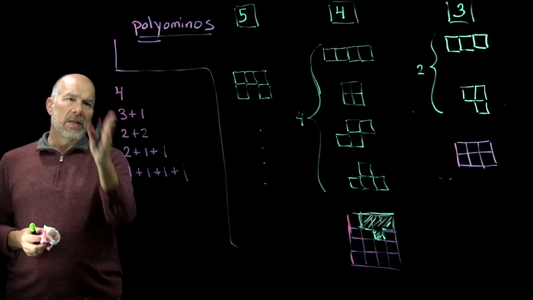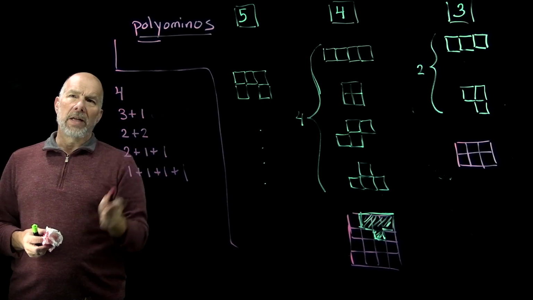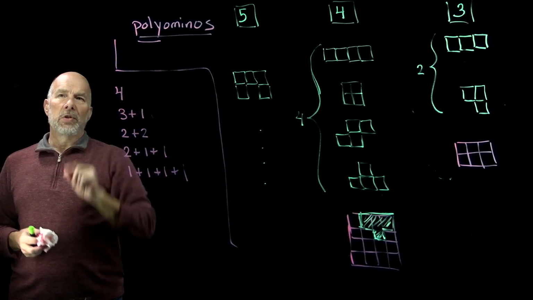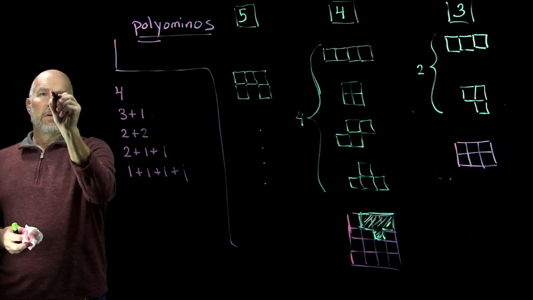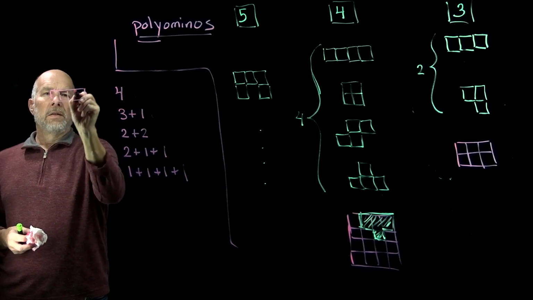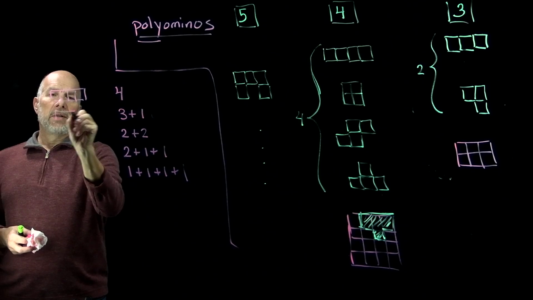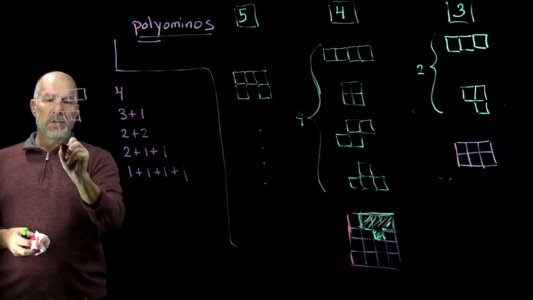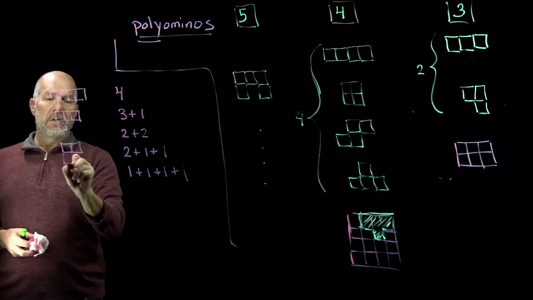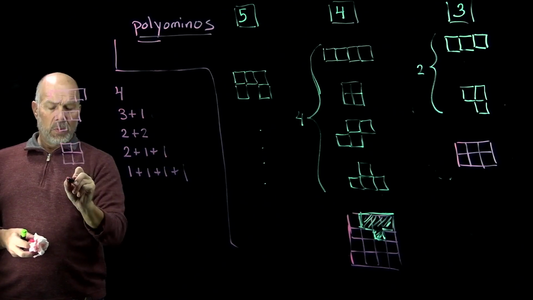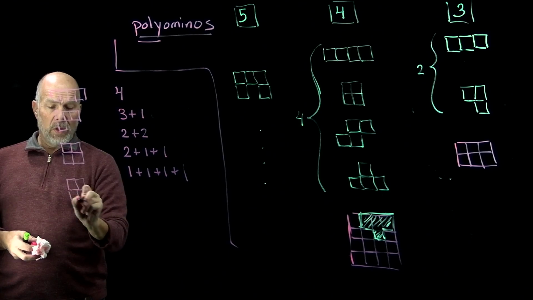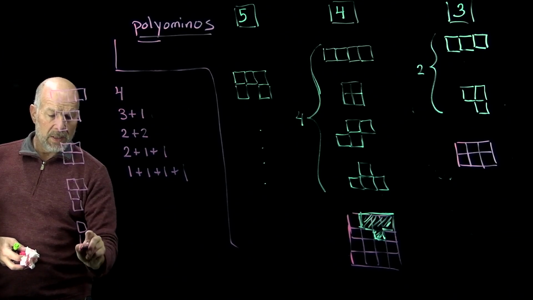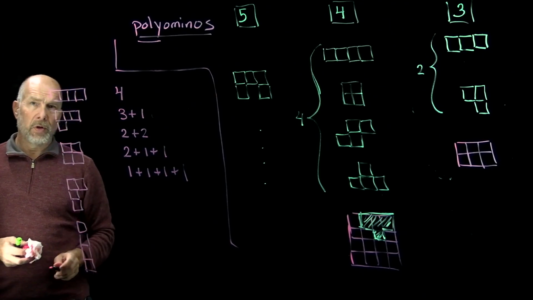And one of the ways to keep track of things is to make sure the numbers start from higher values and then go down to smaller values. All right, so now what we're going to do is make a polyomino out of each one of these. So for 4, it'll look like this. For 3 and 1, I put 3 in the first row, and I put 1 in the second row. For 2 and 2, I put 2 in the first row and 2 in the second row. For 2 plus 1 plus 1, I put 2 in the first row, 1 in the second row, 1 in the third row. And in this one, I put 1 in the first row, 1 in the second row, 1 in the third row, and 1 in the fourth row.